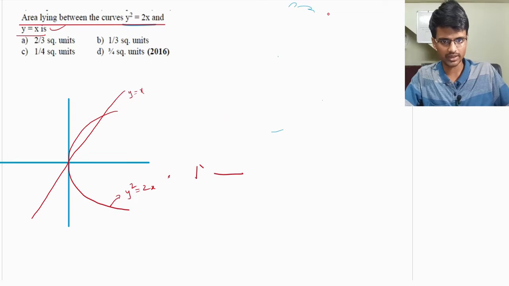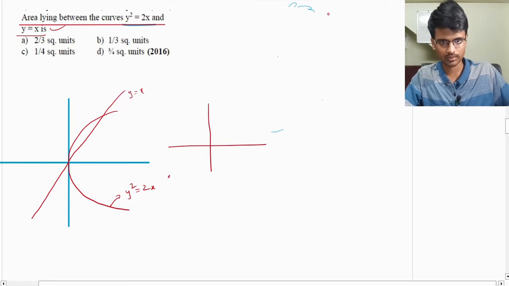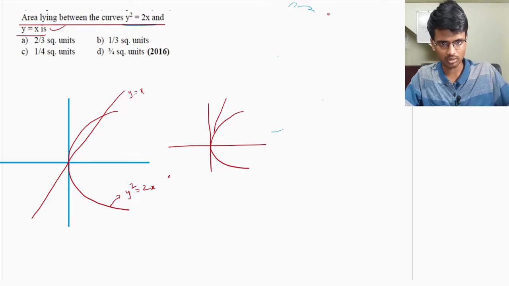There could be two cases. Say this is my parabola, and say my y equal to 2x only passes through 0 comma 0, then I have only one point of intersection. There could be either this one or this one, we don't know.